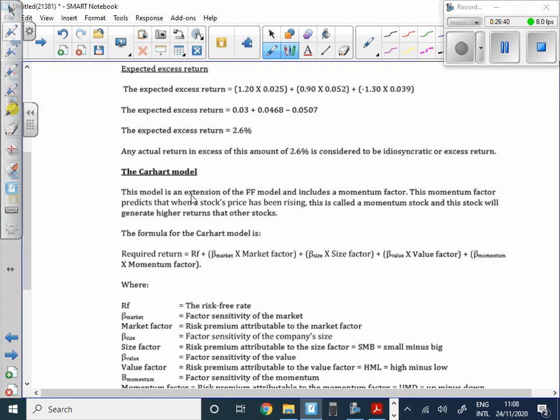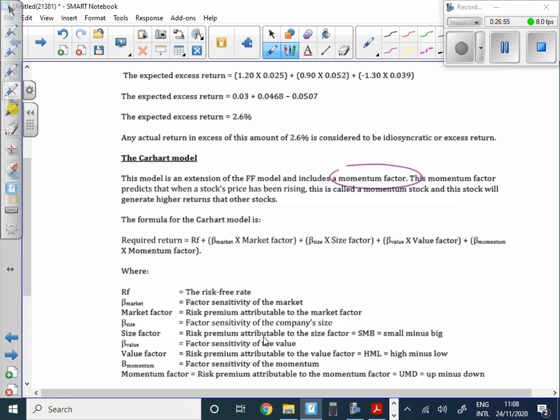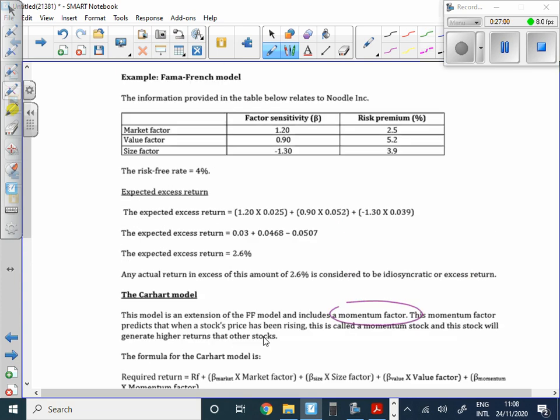Carhart model is a carbon copy then, guys. Again, we've seen this all before. But the Carhart model is a carbon copy of the Fama-French model. Other than that, it adds in another factor called the momentum factor. Once I am done with all my calculations, what will that be? That'll be my benchmark.